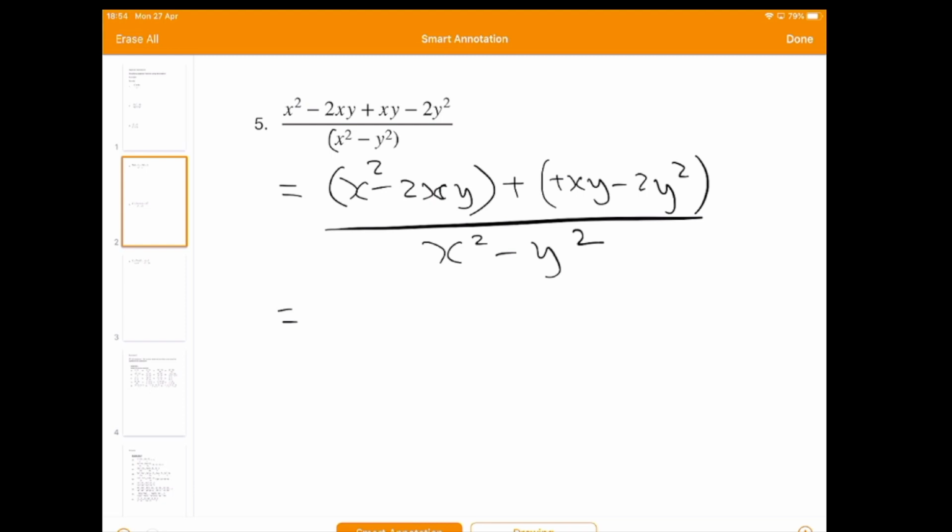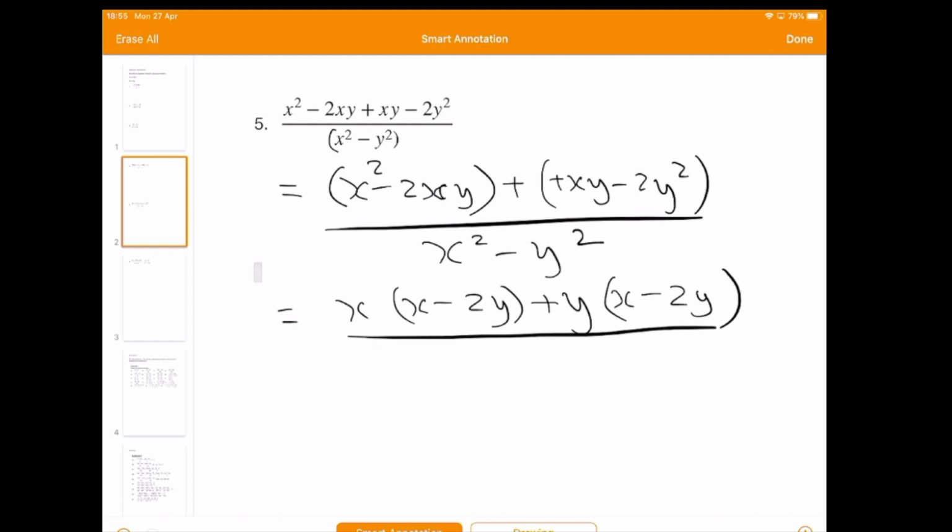Okay, let's factorize the numerator. In the first two terms, x is common. So x comes out here, and in there will go x minus 2y. Right. Then for the second one, that's our plus sign there. Looks like y is common there. So y should come outside here, and in the bracket, we get x minus 2y. So it's x minus 2y.